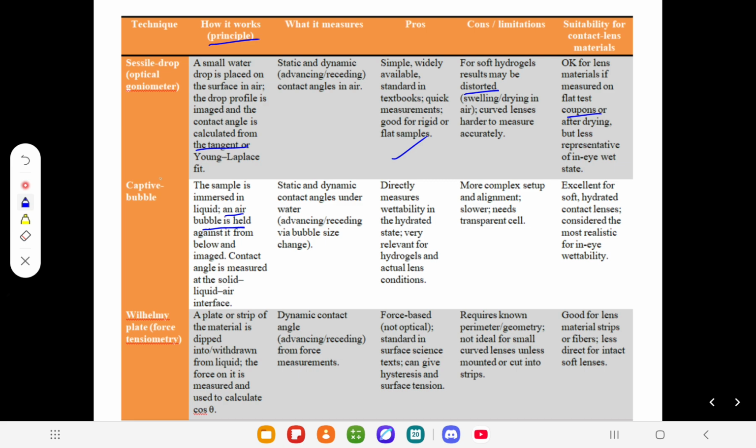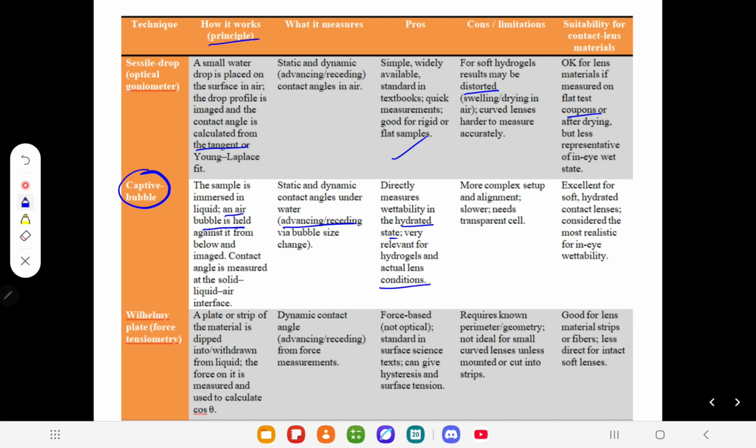For these techniques you should go to the ICL module, where you will see good pictures and get the idea. At the same time, it measures static and dynamic contact angles underwater. Just remember, underwater, with advancing and receding determined by bubble size. Basically it directly measures wettability in the hydrated state and is very relevant for hydrogels and actual lens conditions.